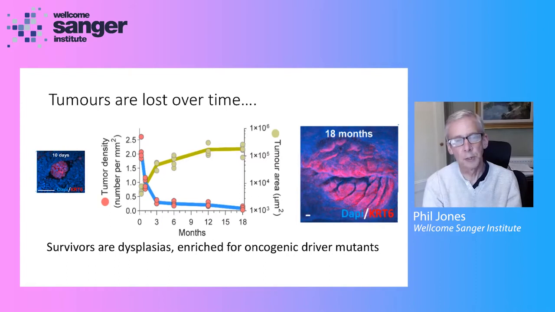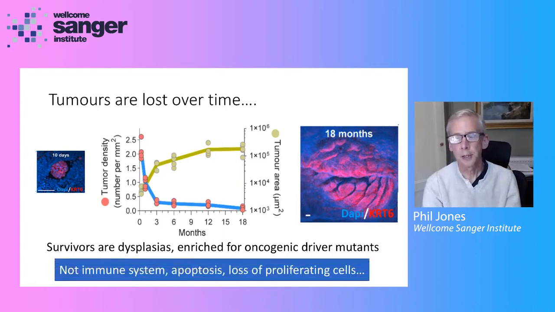Why is it that we're losing all these tumours early on? We looked in a series of mouse models and we were able to show it's not that the immune system is detecting and eradicating these very small tumours. It's not programmed cell death. It's not that the tumours are running out of proliferating cells.